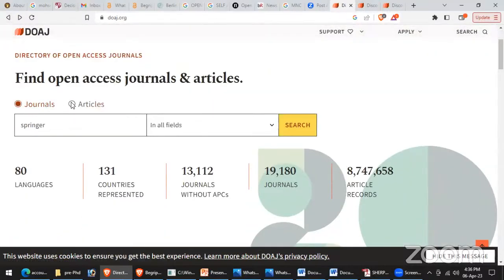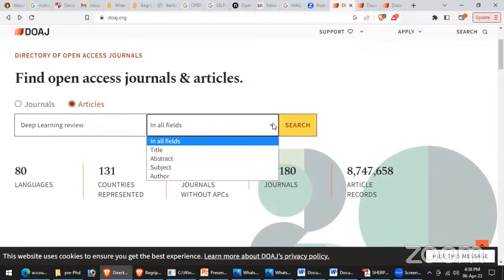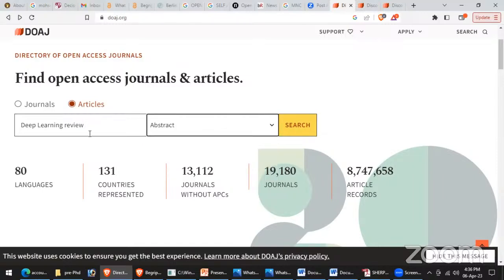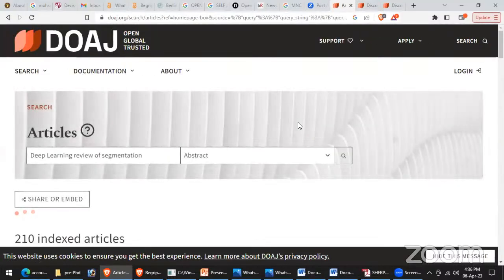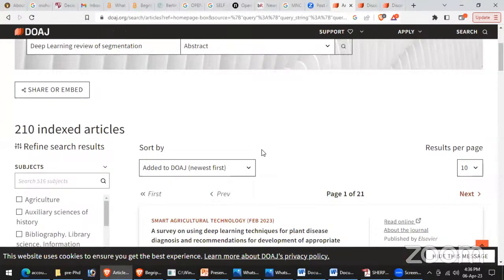Yeah. Now I want to go for my article. If suppose I have my article ready. For example, I belong to computer science, so I am going for the deep learning review. This is my abstract type. In this abstract, I am looking for review of segmentation. Again, it is one topic. 210 articles have come up.